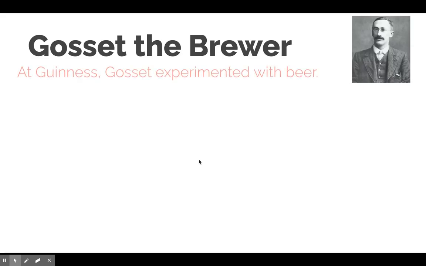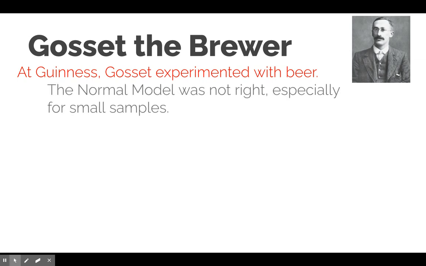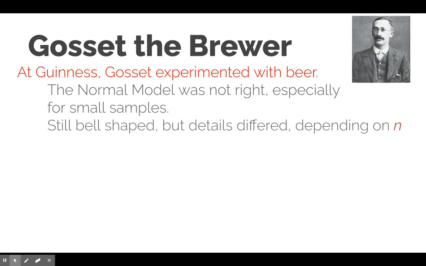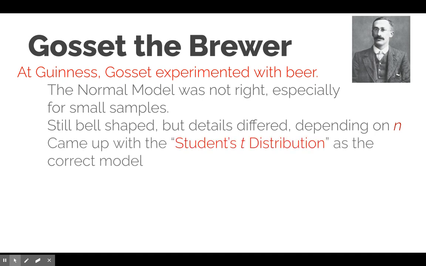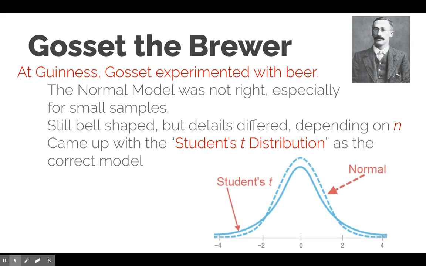So, just trying to explain this a little bit more, because it's hard to wrap your brain around conceptually, especially for a gen ed level statistics course. But he was doing an experiment on beer, and what he found was that the normal model was not accurate, especially for smaller sample size. The data that he was looking at was still bell-shaped, but certain details were different depending on sample size. So he came up with what's called the student's t-distribution, and it worked correctly.